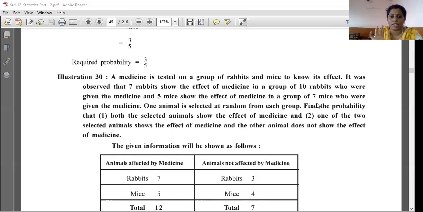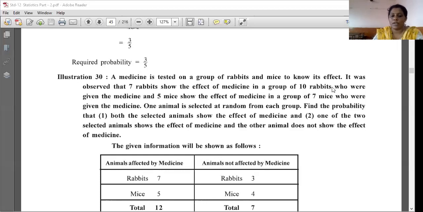And under the conditions, first one, both the selected animals show the effect of medicine. Right? From each group, one you have to select and that should be affected by the medicine. And the second condition, one of the two selected animals shows the effect of the medicine and the other animal does not show the effect of medicine. Means one from each group we are selecting. In the first condition, both should show the effect of medicine. And in the second condition, one should show the effect of medicine and the other should not show the effect of medicine. Should not, that means complementary.